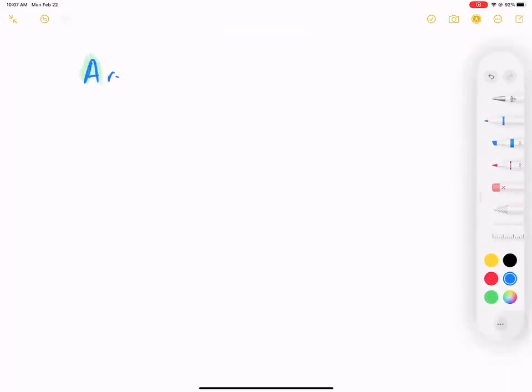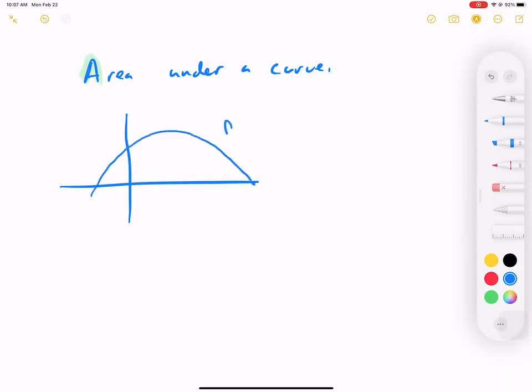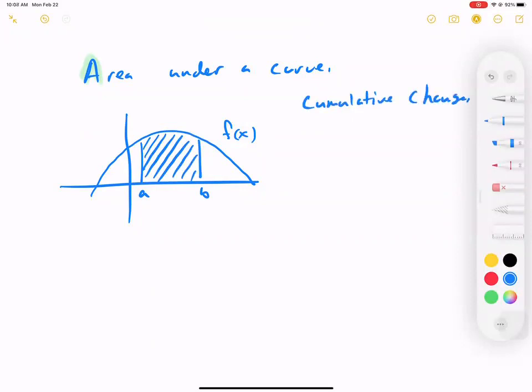So, area under a curve. And this is just a fancy, easy, geometric way of looking at it. If I give you a curve, let's call this f of x, from, let's say, A to B, right? If I take the integral, it will literally give me the cumulative change. Cumulative means adding up, and adding up all the changing values.